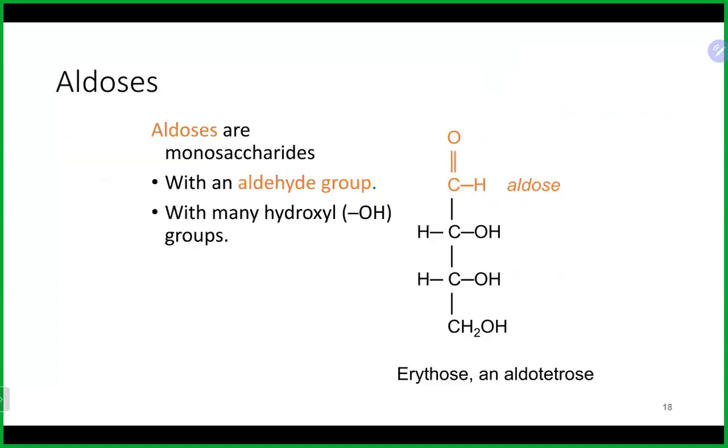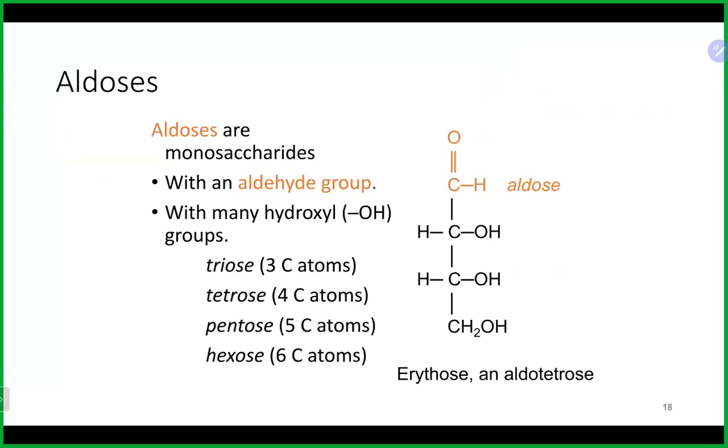Now, one classification of monosaccharides is what are known as aldoses. And aldoses sound like aldehydes, and that's because they have the aldehyde group on them. So if you have a monosaccharide that contains basically the same aldehyde group we saw in organic chemistry, that carbohydrate is sometimes referred to as an aldose because of that.